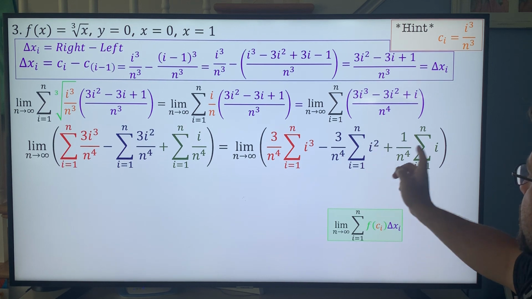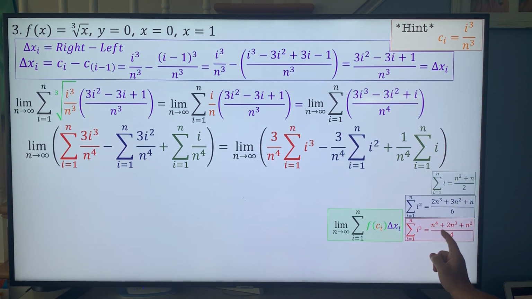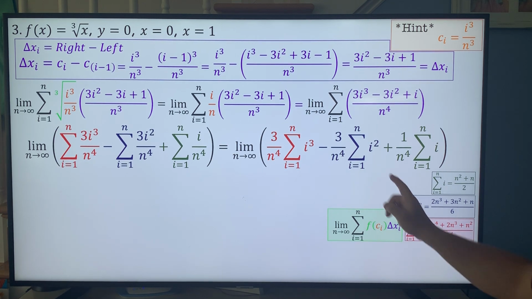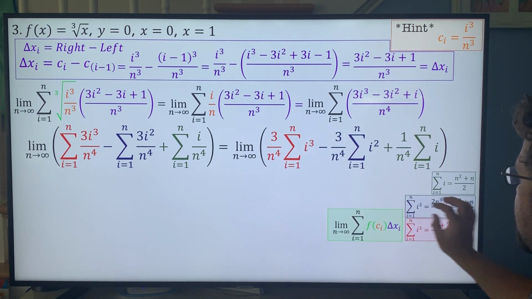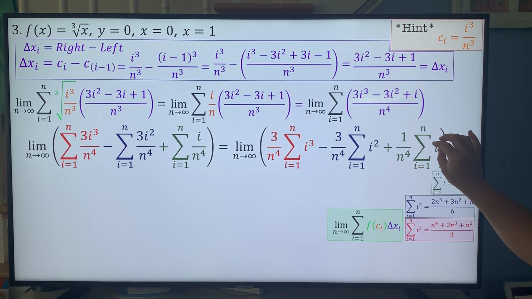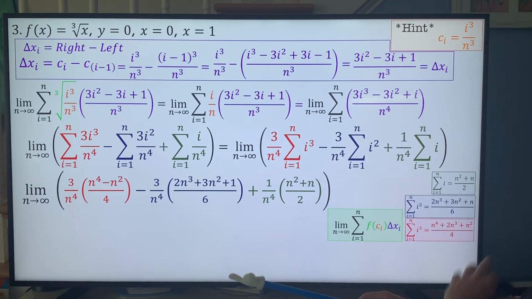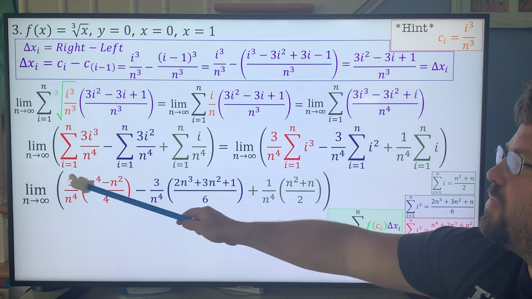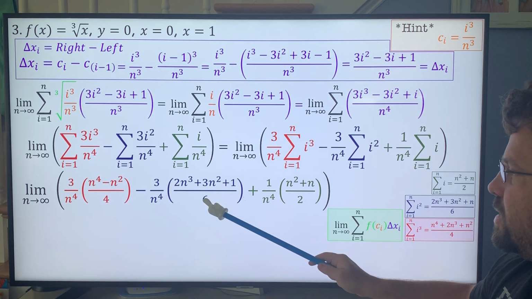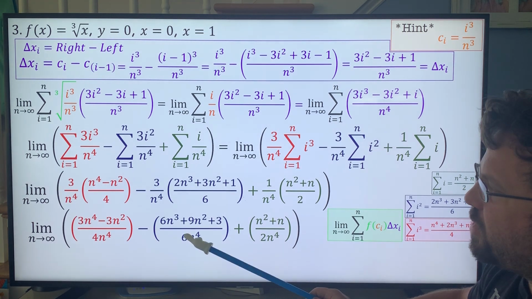i cubed, i squared, i. So now you have 3. So now we need the i cubed one, which you haven't used in a while: n to the 4th plus 2n cubed plus n squared over 4. The i squared one, and the i. This replaces that, and this replaces that. Very simple. Use these to plug into that. Distribute. If you can cancel, you cancel. 3 obviously doesn't cancel with 4, but 3 over 6 becomes 1/2. So you can do that.